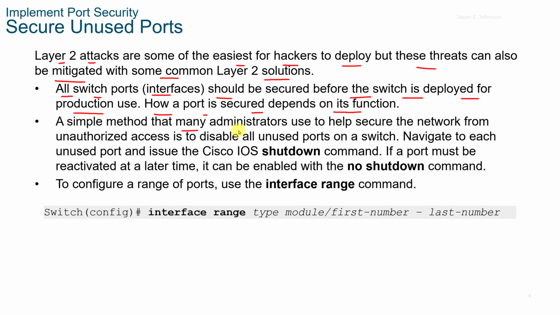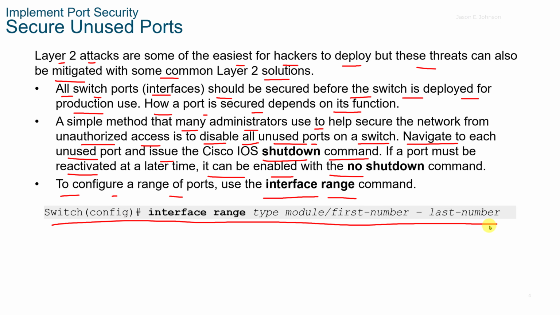A simple method that many administrators use to help secure the network from unauthorized access is to disable all unused ports on a switch. Navigate to each unused port and issue the Cisco IOS shutdown command. If a port must be reactivated at a later time, it can be enabled with the no shutdown command. And then to configure a range of ports, use the interface range command. And here's an example of how to do that.